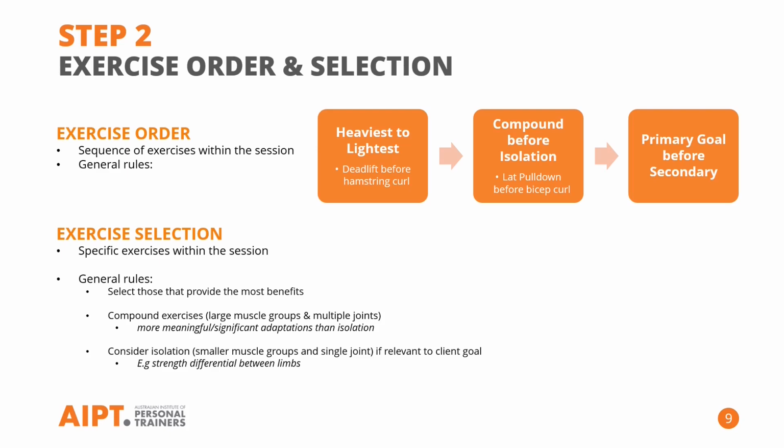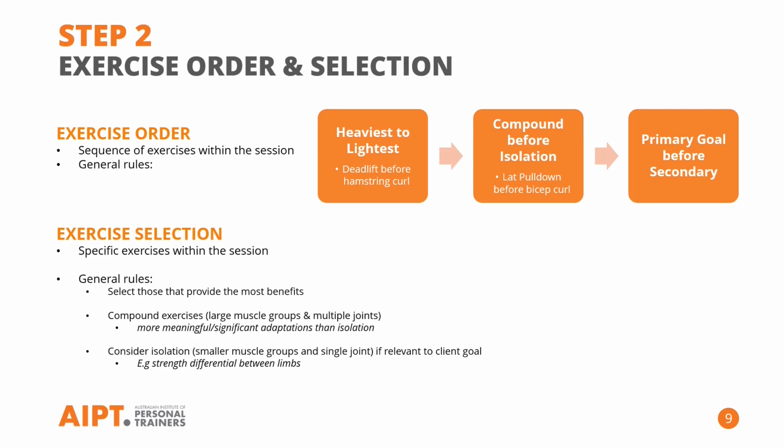So it's not always the case that compound exercises only will be used in a program. Generally speaking, compound exercises are far more effective at achieving client goals. But if there's a case where, for example, maybe the client had an injury from a long time ago, and now they've got less strength on one arm compared to the other, or one leg compared to the other. That can be a time where we might use isolation movements to help improve that strength differential between the limbs.